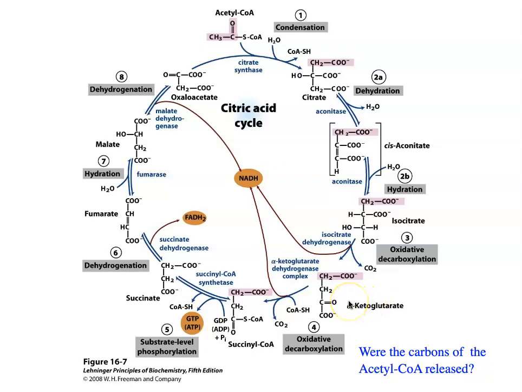Now my question to you, but I'm not going to answer it this time. Actually, this question is going to be part of your assignment for the next class: were the carbons of the acetyl-CoA that entered this cycle released as carbon dioxide or not? If yes, how can you tell? If no, again, how can you tell? And if the carbon dioxide does not come from acetyl-CoA, then what is the source of these carbons that are being released? Okay, so think about it, and I'll see your answers in your assignments.